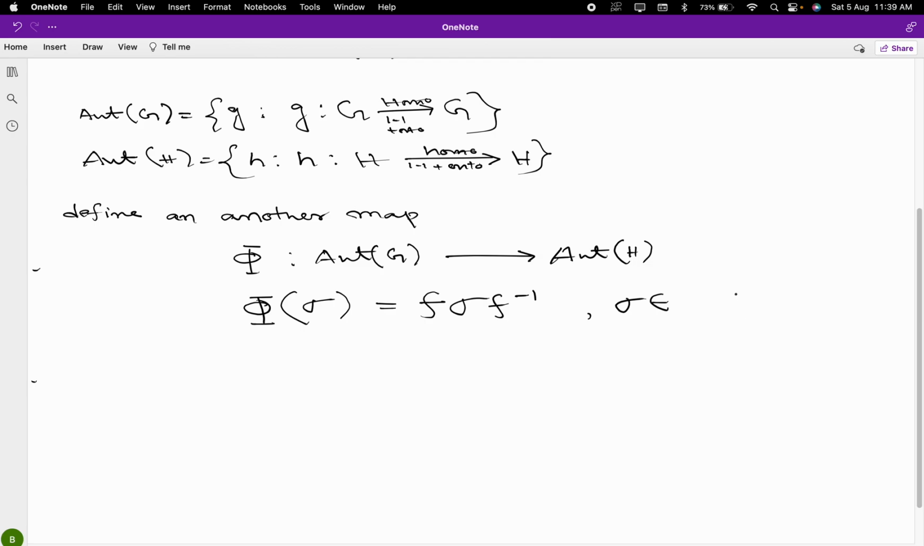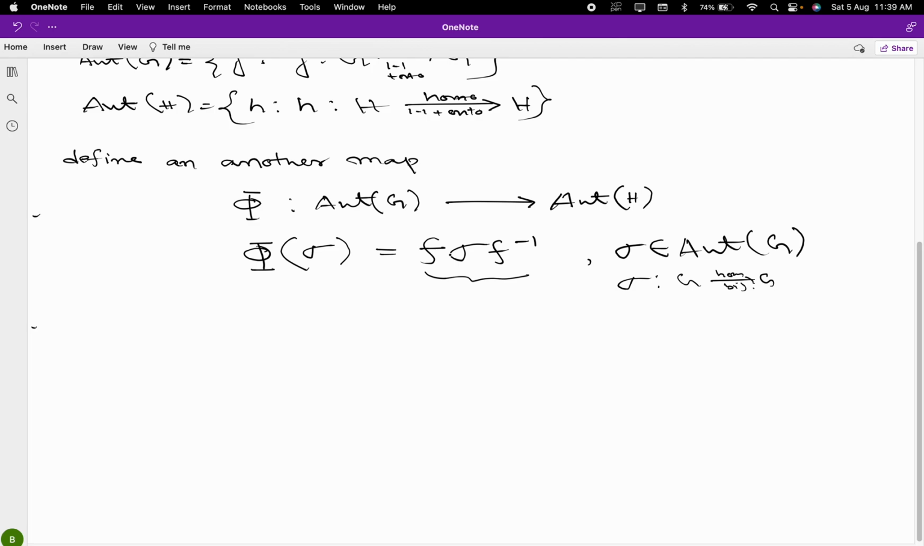What is happening? Sigma is an element of automorphism of G. That means sigma is a map from G to G which is a homomorphism plus bijective. Can you see if f sigma f inverse is lying in automorphism of H? If you can see, then you can proceed, otherwise think. I'm giving a little hint: I'm defining the map in such a way that f sigma f inverse will lie in the automorphism of H, and this phi map is a well defined map.